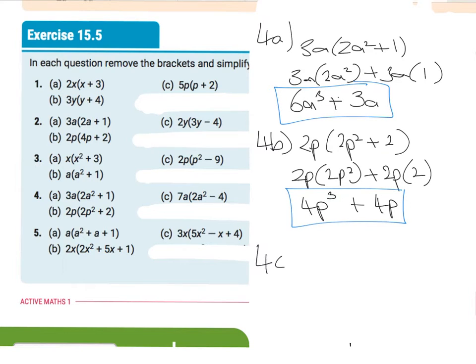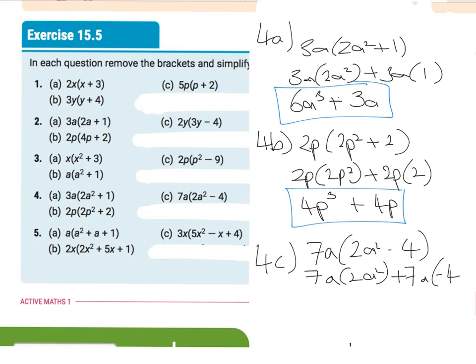And for part C, we've 7a and 2a squared minus 4. So 7a will be multiplied by 2a squared, and 7a will be multiplied by minus 4. We'll end up getting 14a cubed, and we've got plus 7a minus 4. Plus multiplied by a minus is going to be a minus. 7 times minus 4 is minus 28, so we'll get minus 28a.